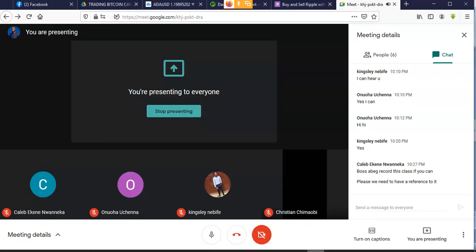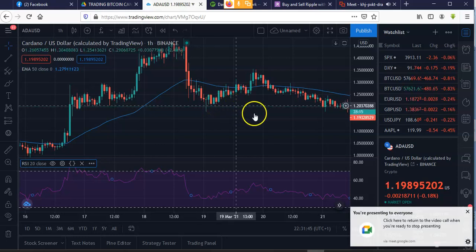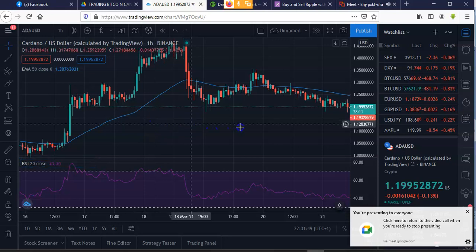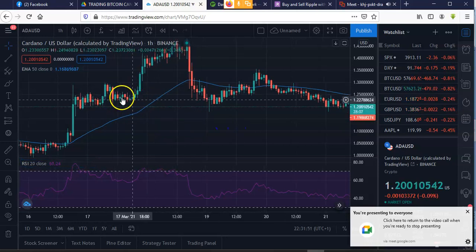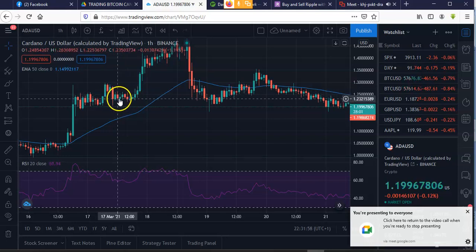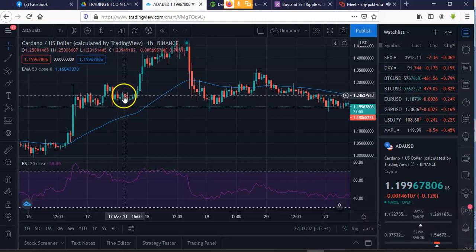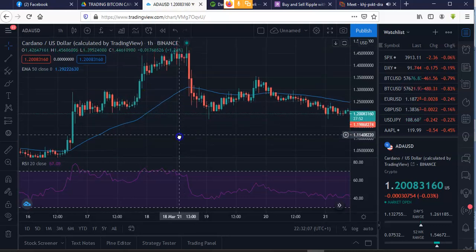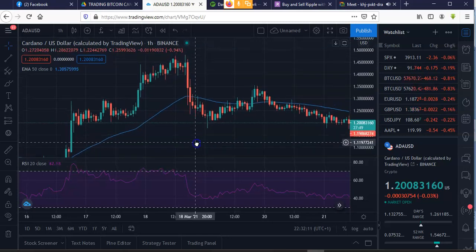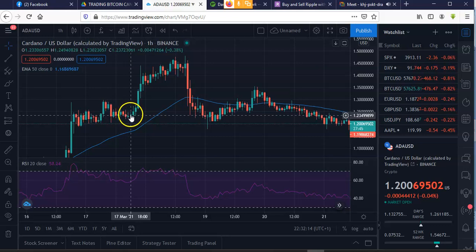Let me see if we can get an example from TradingView. If you watch here, you will see an indecision here. The market doesn't know the direction to take. Those who trade price action use this data to predict what is going to happen next. So if you see something like this in price action, just know that the market is trying to decide the next direction to take.